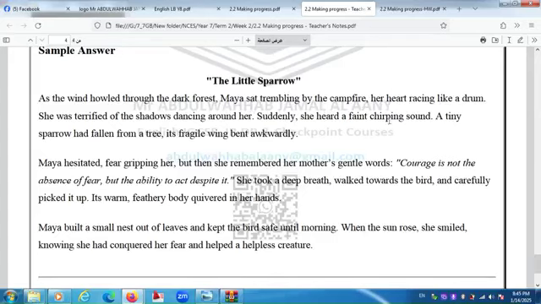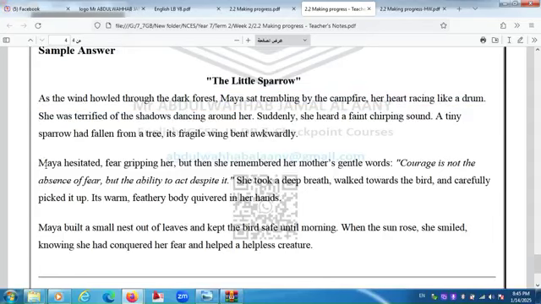She heard a faint chirruping sound. A tiny sparrow had fallen from a tree. Its fragile wing bent awkwardly. A creature needs help, and she is weak. She has to be responsible in helping the creature in order to have character development.